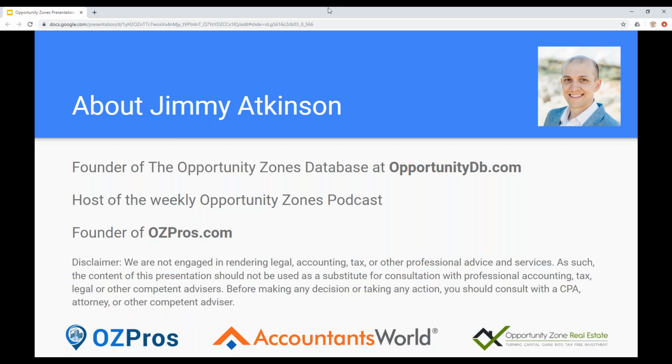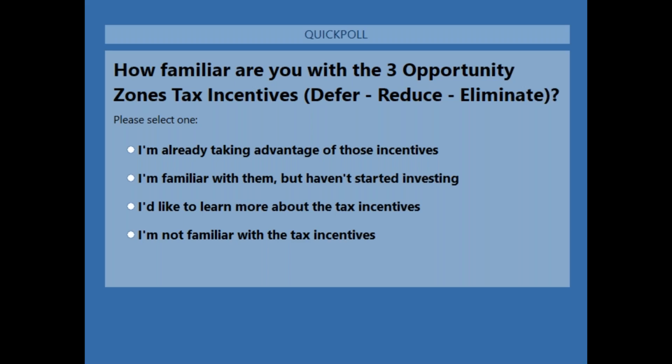Okay, so let me go ahead and get the first poll question up. Folks, you should be seeing your first poll question, and a reminder, this is required in order to earn CP credit today. How familiar are you with the 3 Opportunity Zones tax incentives: defer, reduce, eliminate? There are 4 choices. Please select one of those 4 options and then click the submit button. We'll give about 20 seconds here for folks to read their options and select.